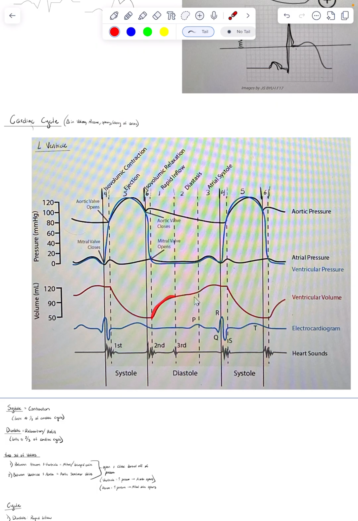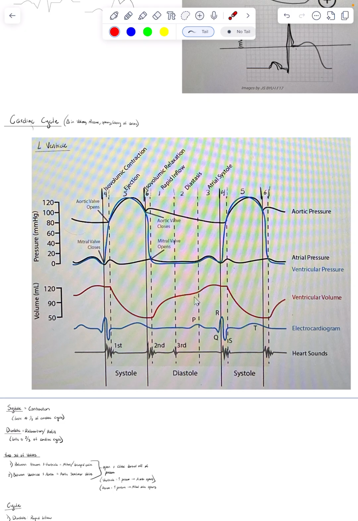As blood increases, that's the first section. So this opens, allowing blood to get into the ventricles. This second part is called diastasis, and it's basically the same thing, but the valve's already open, so it just goes in a little bit more.